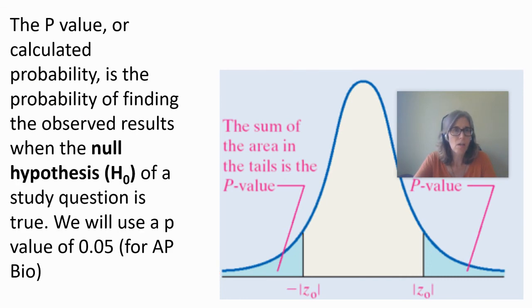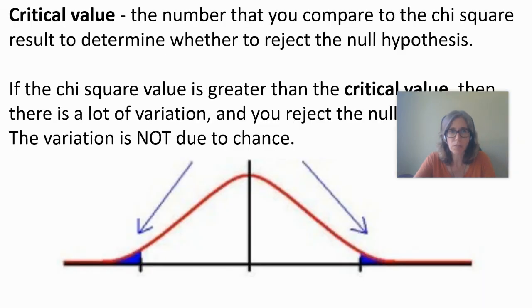Okay, so the p-value, or calculated probability, is a probability of finding the observed results when the null hypothesis is true. I said that already. We're going to pick 0.05. Occasionally, they'll ask you to use a 0.01. I'll show you what that means.